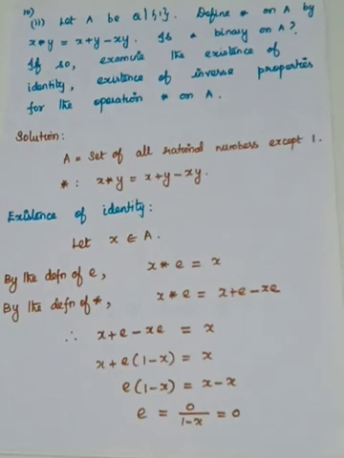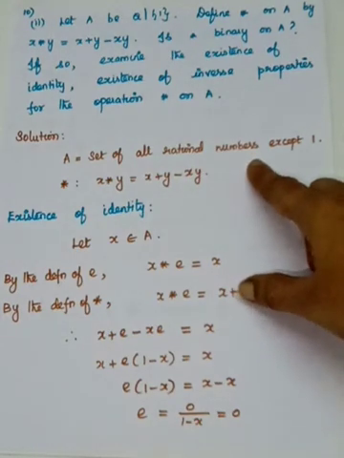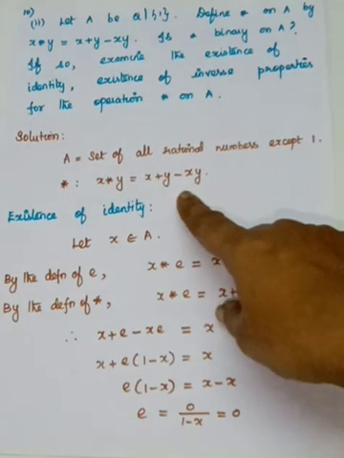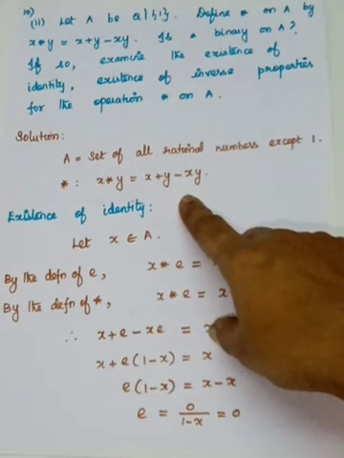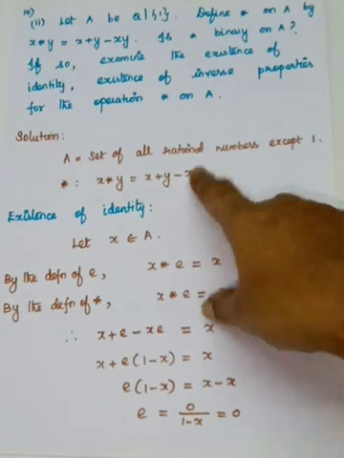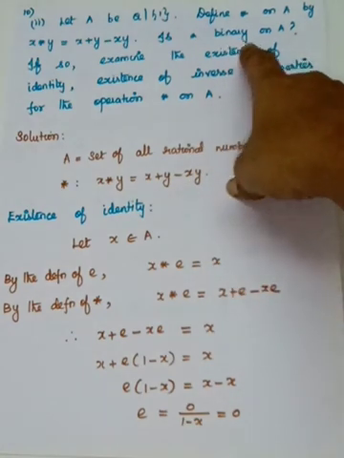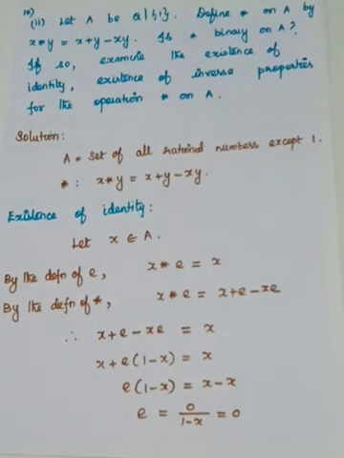So second subdivision. Let A be Q excluding the set {1}. Define asterisk on A by X asterisk Y is equal to X plus Y minus XY. Is asterisk binary on A? If so, examine the existence of identity and existence of inverse properties for the operation asterisk on A. So the set is the set of all rational numbers except 1. The asterisk is defined as X asterisk Y is equal to X plus Y minus XY. So is the asterisk binary on A? We have proved it in the first subdivision. We can make use of it.